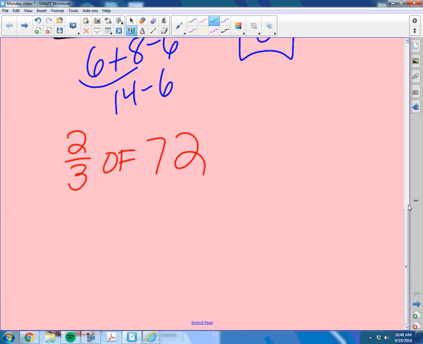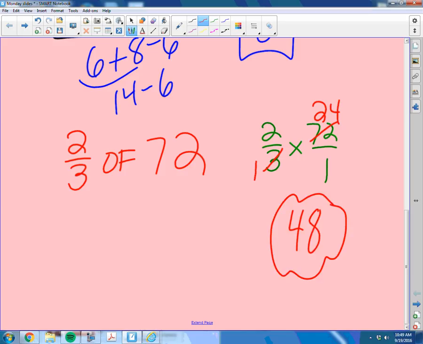That's high? So set it up. Tell me how to set it up. 2/3 times 72 over 1. Right. And what's the first thing we look for? Cross simplification opportunities. Does 3 go into 72? Yes. How do you know? Because 7 plus 2 is 9. So this becomes 1. This becomes 24. 24 times 2 is 48.